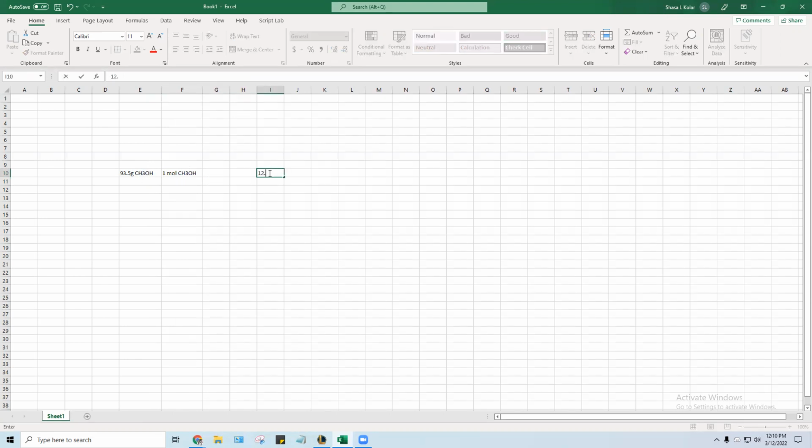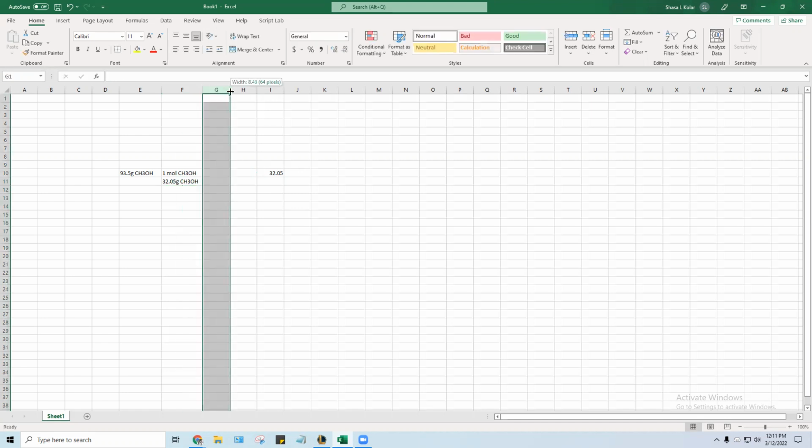Carbon's molecular weight is 12.01. So we have 1 carbon. Add to that, we have 1, 2, 3, 4 hydrogens. That hydrogen weight is about 1.01, so we add 4.04. And then oxygen weight is about 16. Add 16, and that gives us approximately 32. Just put an equal sign, I think. Yep, there we go, 32. So 32.05 grams of CH3OH is 1 mole of it.